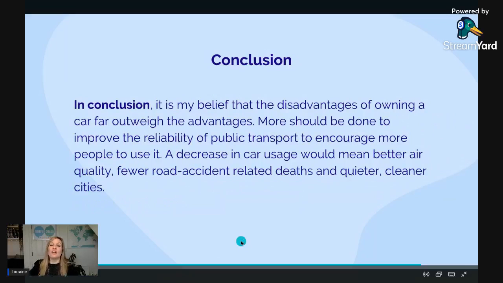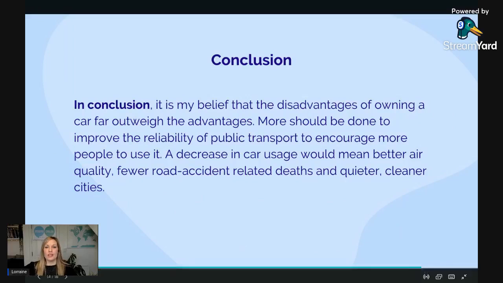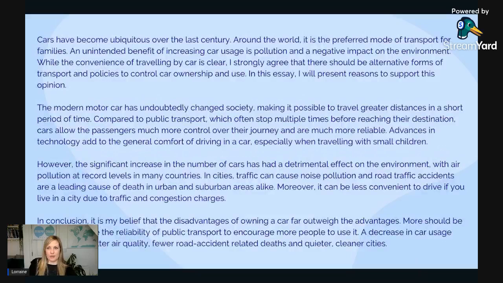So finally, the conclusion. In conclusion, it is my belief that the disadvantages of owning a car far outweigh the advantages. More should be done to improve the reliability of public transport to encourage more people to use it. A decrease in car usage would mean better air quality, fewer road accident-related deaths, and quieter, cleaner cities. Okay. That answer was 266 words, so that's a perfect length.